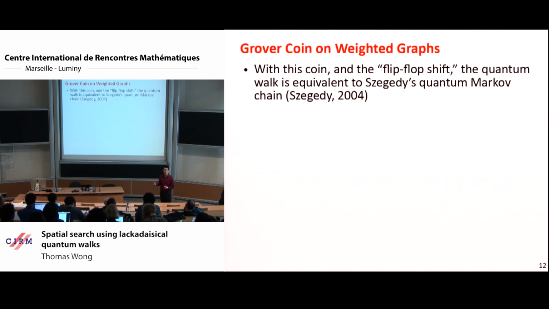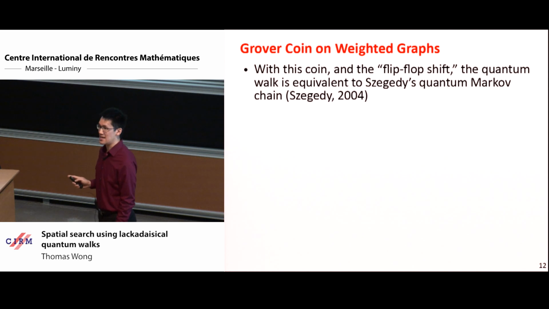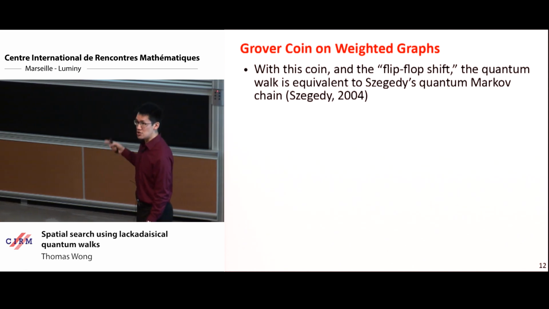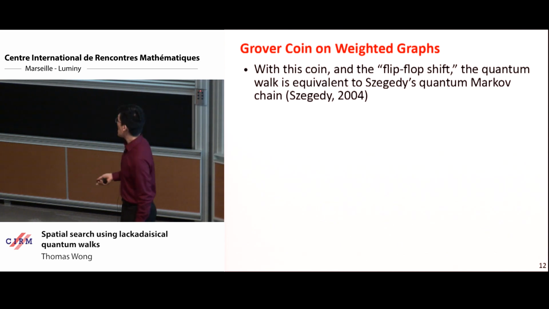Oh, so the reason why the Grover coin is defined like that is because if you use that generalized Grover coin and you use the flip-flop shift, what you get is a walk that is exactly the same as Szegedy's quantum Markov chain. Because with a quantum Markov chain, you have different probabilities of moving one way or another. So it's essentially a weighted graph. So this is the coin quantum walk equivalent of Szegedy's quantum walk.